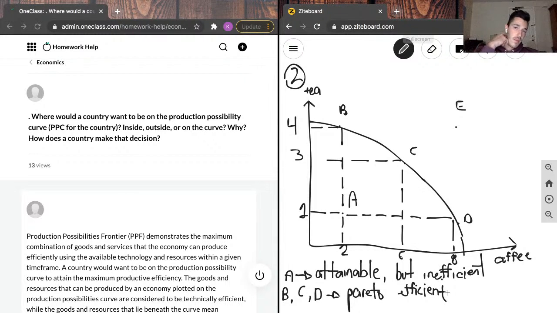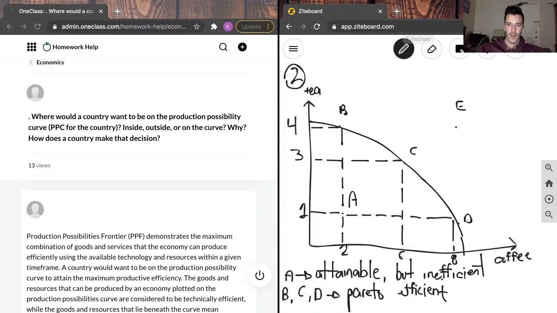So say we're at point B, the economy is producing efficiently, and that they're producing 4 teas and 2 coffees. Say then that preferences change for some reason, and the people instead want more coffees. You can begin producing more coffees, but to do that, you're going to have to produce less teas. So maybe that looks like moving to the right along the curve, maybe moving from point B to C, or somewhere in between, or somewhere further down to point D.